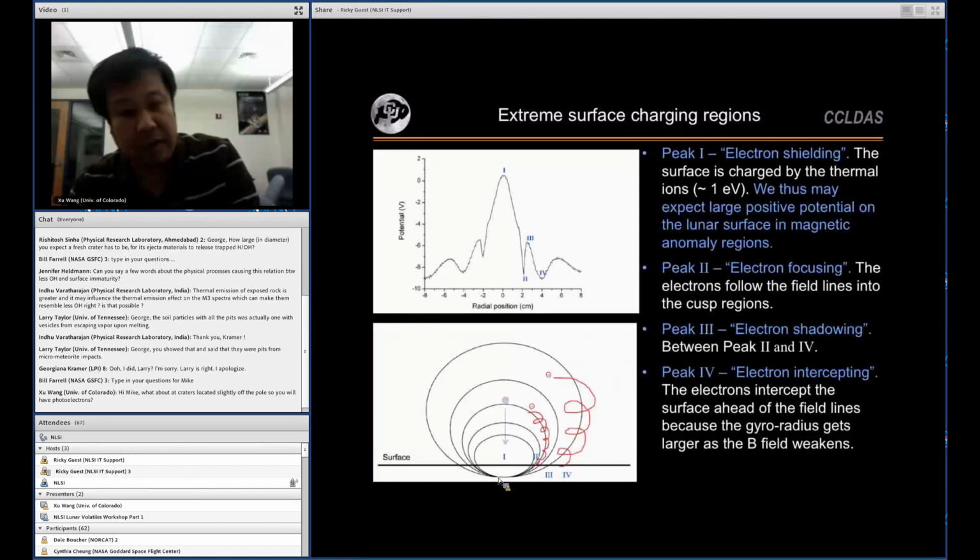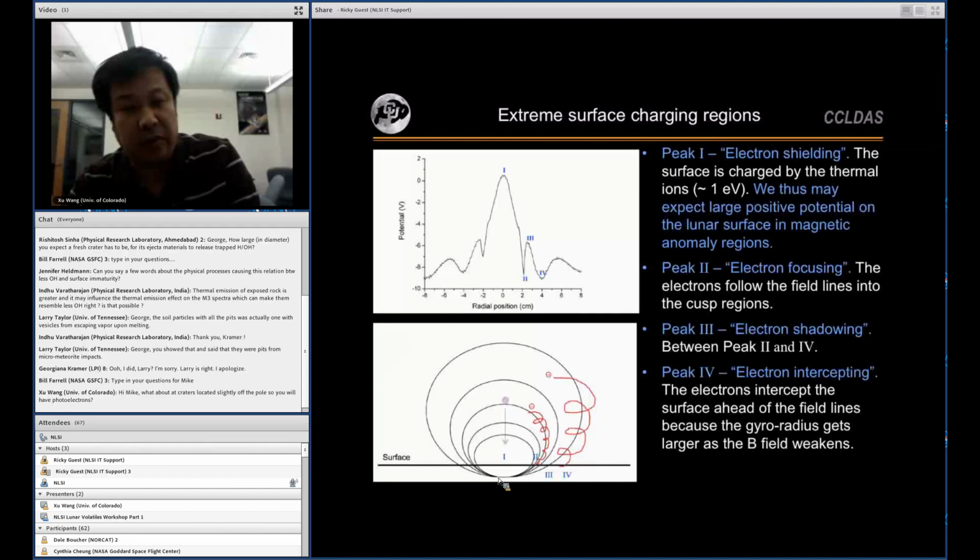And so the electron follows the field line to the cusp, which is a small surface area. So it behaves like focusing. The electrons focus there and charge there more negatively. And before I talk about peak 3, I will talk about peak 4 first.